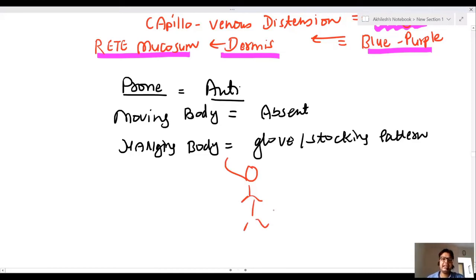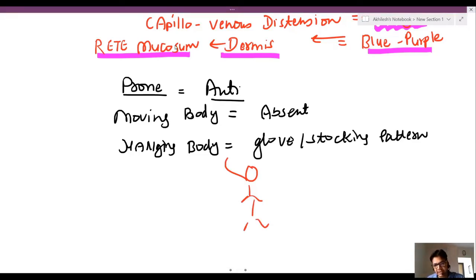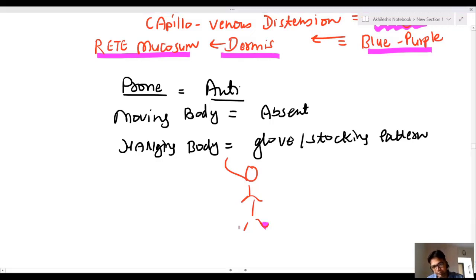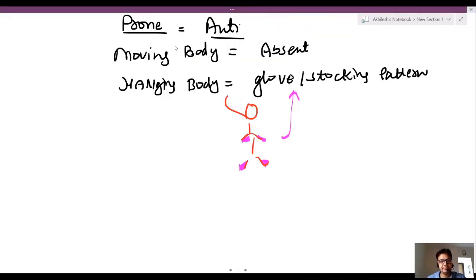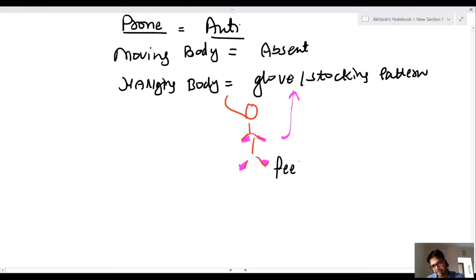Sir, these are the parts which are not touching the ground and facing towards ground. These are leg and hand. So this is known as glove and stocking pattern. In hand and leg, blood accumulates in these areas. Maximum postmortem staining is seen on feet.